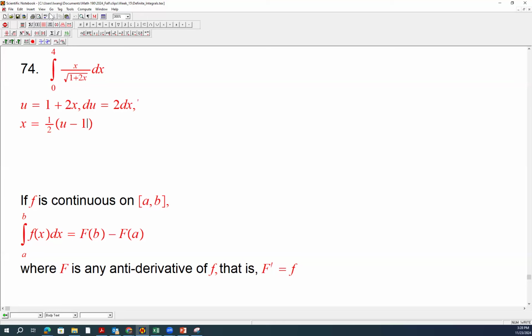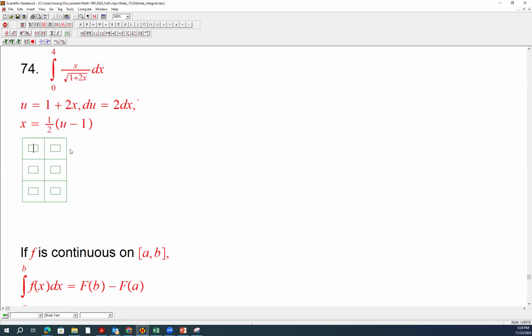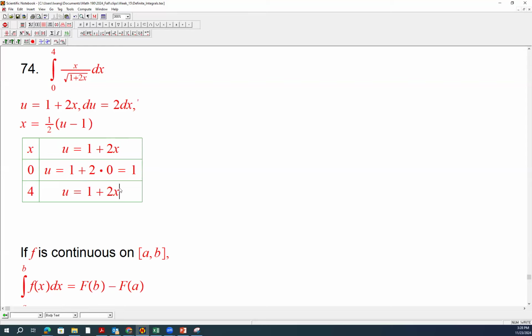All right, so then we can do the complete substitution after the table. So x, u, okay? x is from 0 to 4. u is going to be found, right? When x equals 0, u equals 1. When x equals 4, u equals 9.